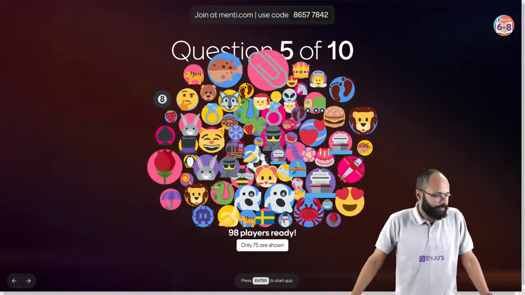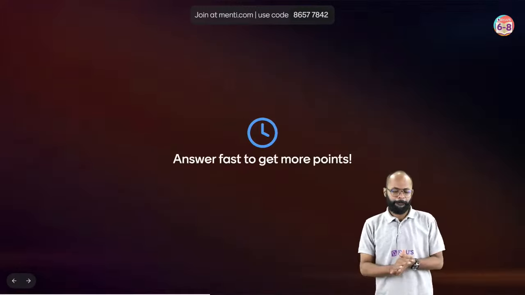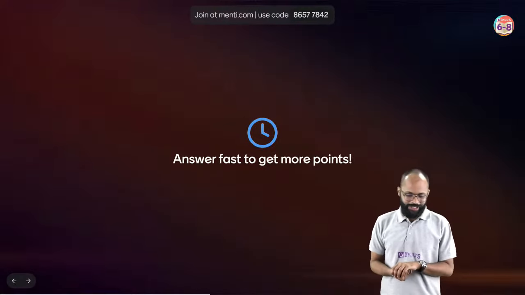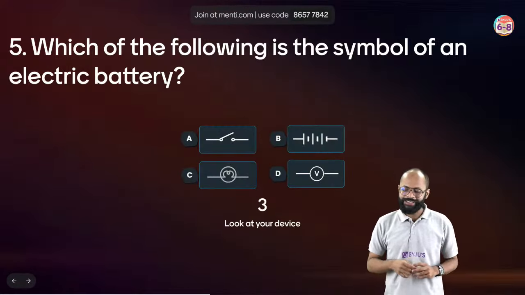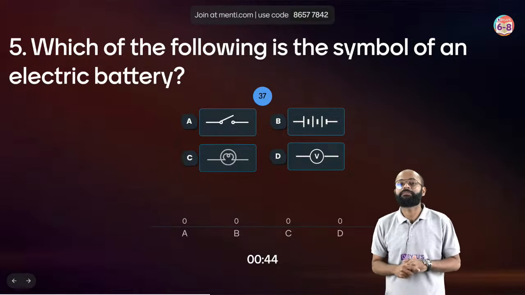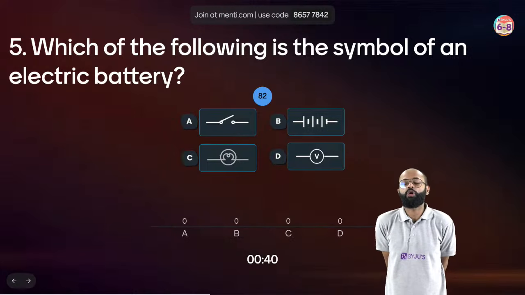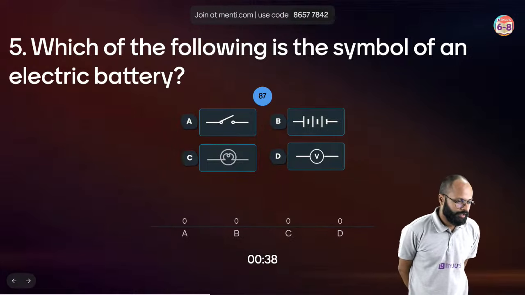Question number 5. Yes. Thank you, Smriti. Question number 5 on your screen. Fifth question says, कि भाई, which of the following is the symbol of an electric battery? Battery का symbol कौन सा है इनमें से? I have told you. Your symbols which all should know. Very important है.